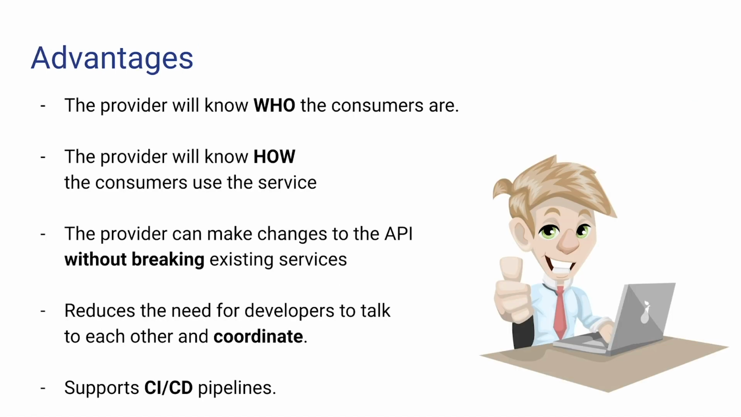So here are some advantages that consumer-driven contract tests have. I already mentioned this before, but now for the first time, the provider will know who the consumers are. It's no longer a one-way communication. I'm publishing something and I have no idea who is using it and which is the most popular functionality that I have and so on, and when can I make changes to something. And the provider can also start making changes to the API without breaking existing services, because existing services will say what they are using. So if the contracts are valid, this gives the provider a lot of flexibility.